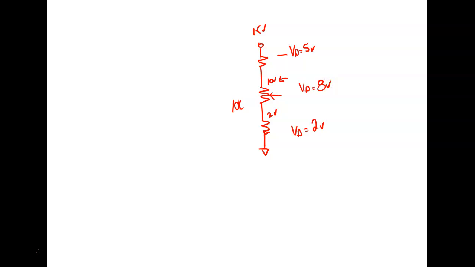So what do I know 2 things about? I know one thing about the bottom resistor: it drops 2 volts, and that's all I know. The middle resistor, which is my potentiometer, I know 2 things about it. What 2 things do I know? Resistance and voltage. So we can find the current through this resistor, right? So I of the pot would be equal to... How do we solve for current? We're solving for I. So 8 divided by 10K gives me my current through the pot.